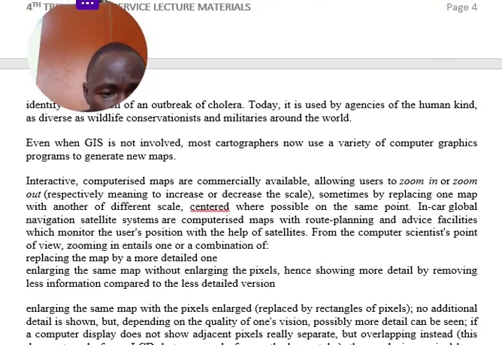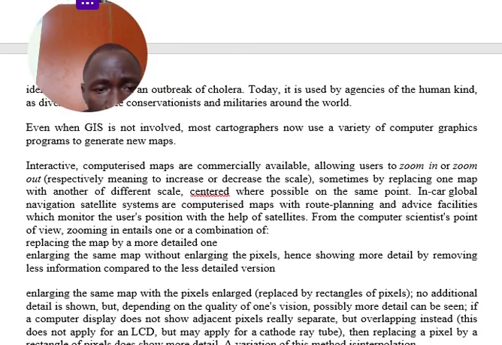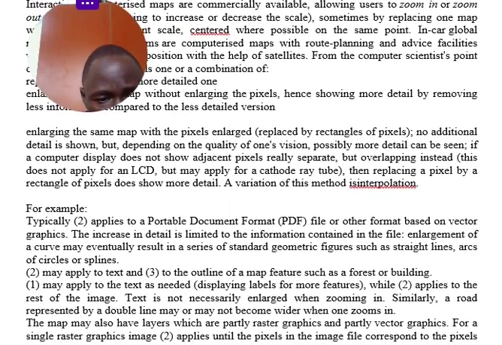We talked about the cartographers also embracing the idea. So they are also termed as computerized maps. These ones are commercially available, allowing users to zoom in or zoom out to get the information that may be required. So those are some of the types that we are talking about.